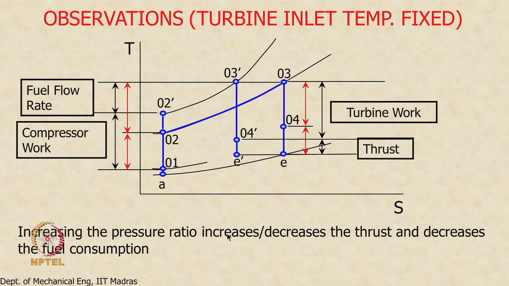But for now we can summarize our findings this way. Inferences from this graph are like this: increasing the pressure ratio can increase thrust maybe, or decrease the thrust depending upon the actual value or the baseline case that we are looking at, but it definitely decreases the fuel consumption. That is unambiguous.